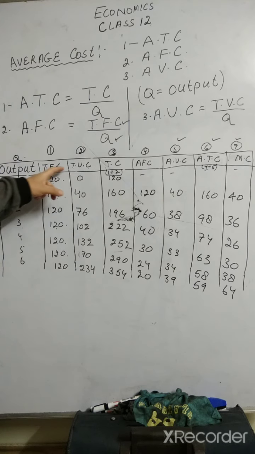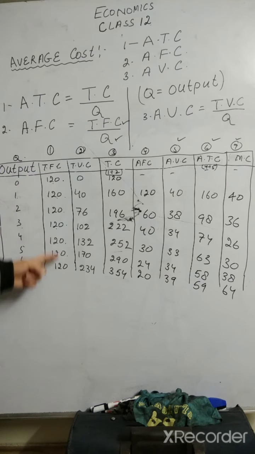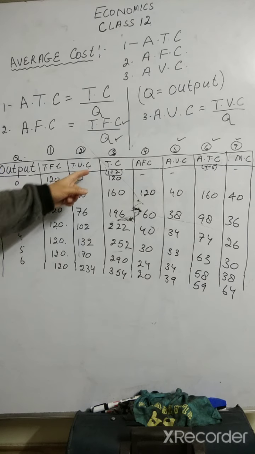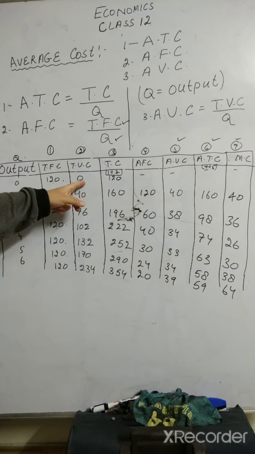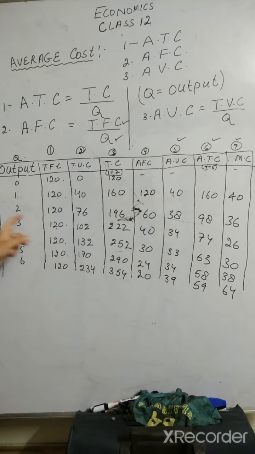This is total fixed cost. Total fixed cost remains the same. Whatever number of units you are producing, total fixed cost will always remain the same. Now total variable cost. For 0 level of output, total variable cost is 0. For 1 unit of output, suppose total variable cost is 40, for 2 units 76, 3 units 102, and so on.